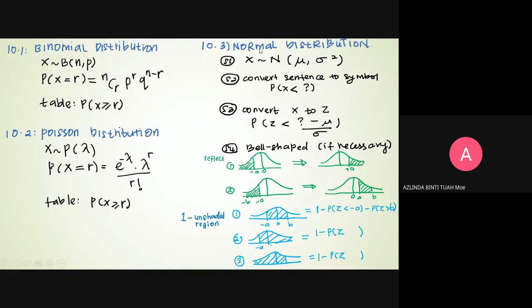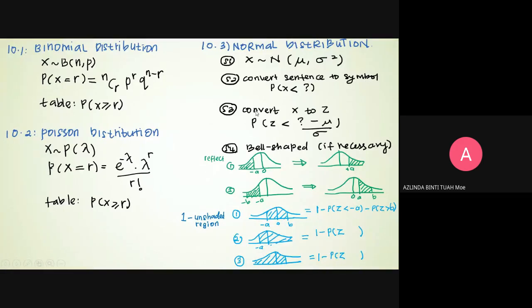Okay, now we focus on normal distribution. There are four steps to answer a normal distribution problem. First step, write down the notation. Second step, convert the sentence in case the question gives you a sentence, for example, X more than 8. So you have to know how to convert the sentence to symbol.